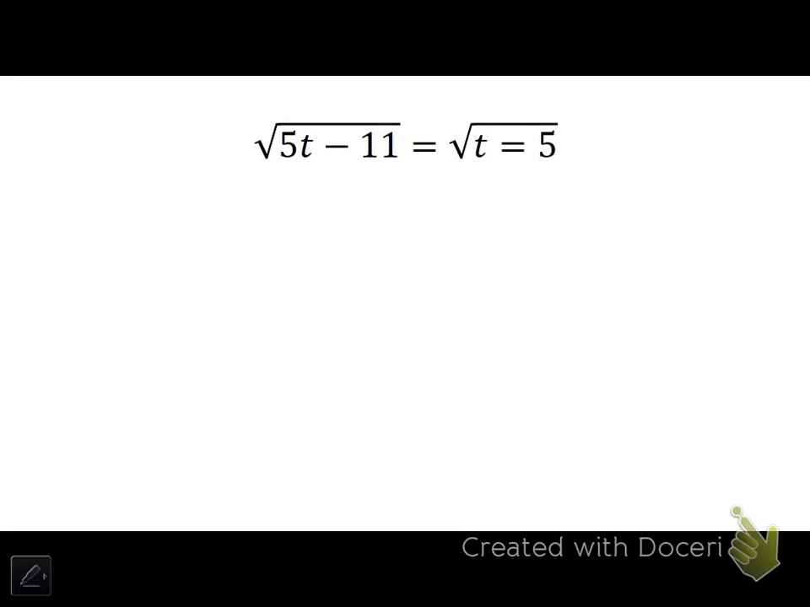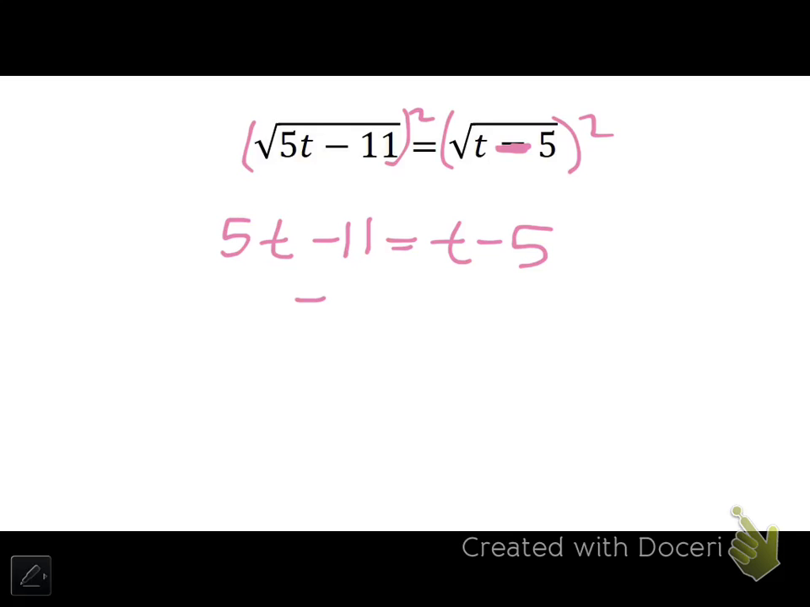Okay, this one's a little bit different. To get rid of a square root, you square it. Well, if we square both sides, because what you do to one side, you have to do to the other, my square roots are going to go away. So we're going to have 5t minus 11 equals t minus 5.